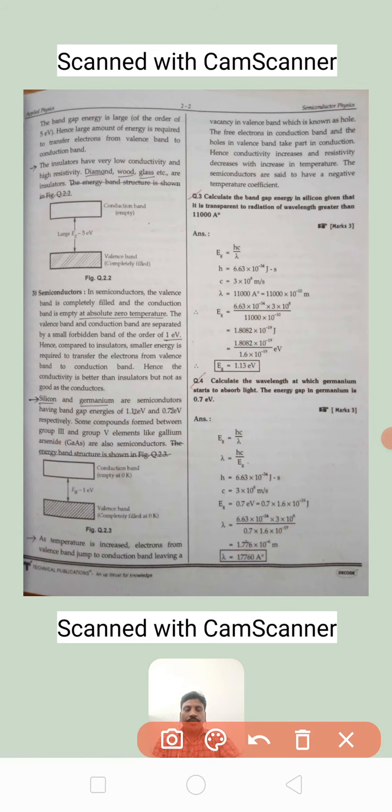And you can see this. There is a conduction band and valency band. The gap between the conduction band and valency band is nearly equal to 5 electron volts. So this is for insulators. Nearly equal to 5 electron volts or more than 5 electron volts, that's why insulators do not allow the flow of current through themselves.